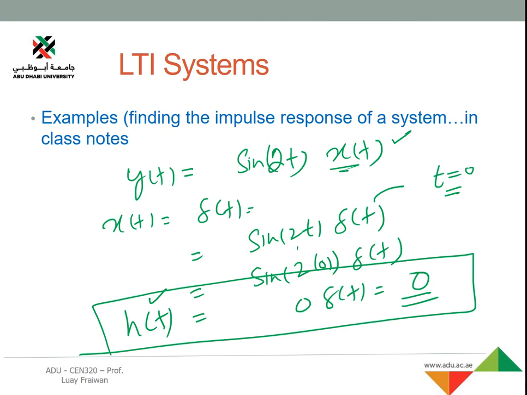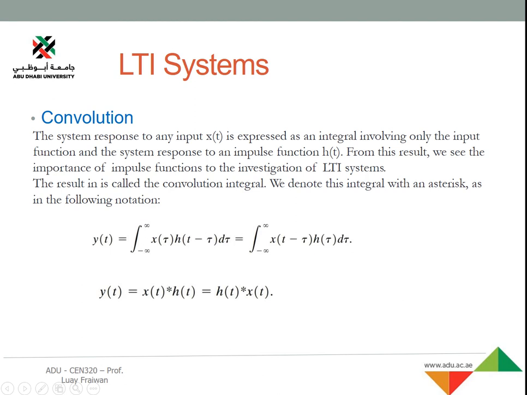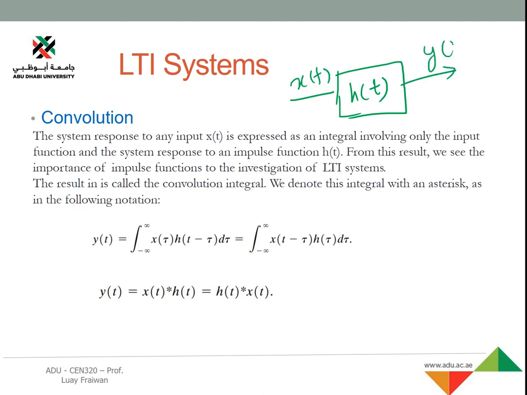Okay, now let's say I have a system, an LTI system, where the impulse response is given by this. This is the impulse response. Now if I have one input, I will get the output through the interaction of this input with the impulse response of the system.